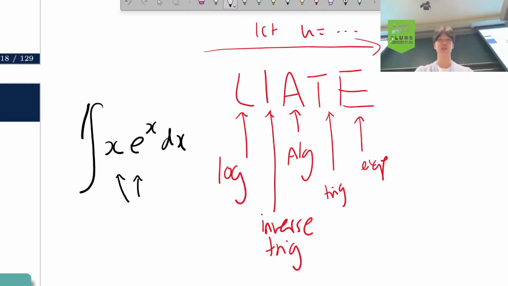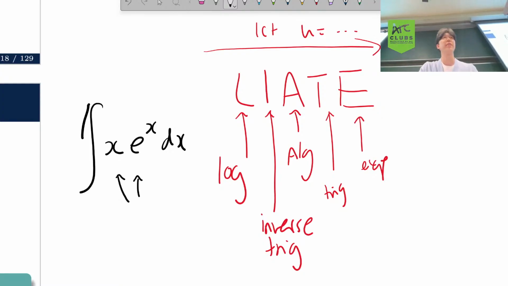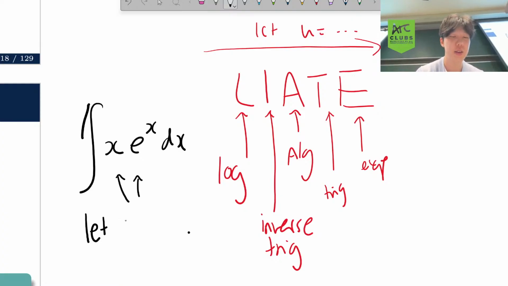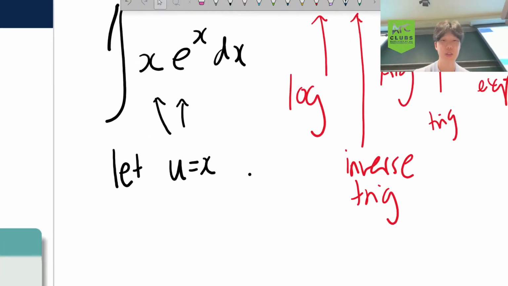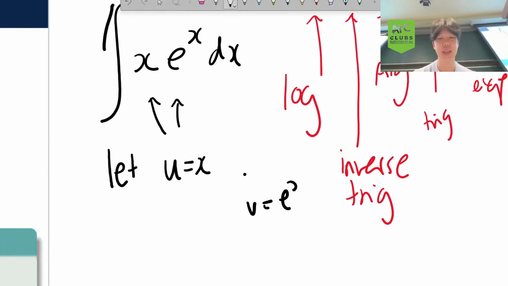So what does it mean? Let's look at our example here. So we have x times e to the x. I know x is an algebraic term. E to the x is an exponential term. And I see in our acronym, algebraic is higher priority. So that means I should let u equal x. And remember, our formula was u dv. So dv should be e to the x dx.